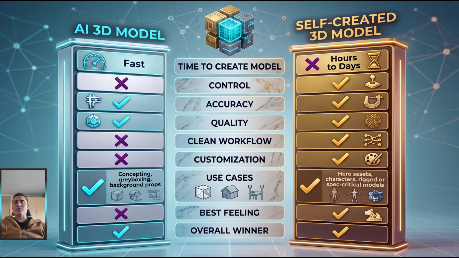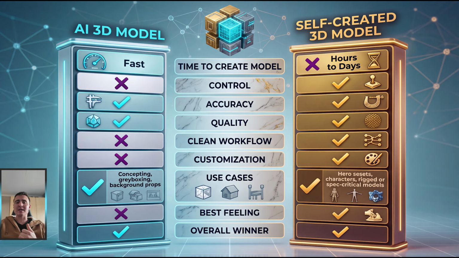And then the last one is overall winners. Personally, it's difficult to give an overall winner because for some people, time is of the essence. They want the object now. Not tomorrow, not next week, not next year. They want it now. So in that case, the AI is the winner by far. When it comes to time, the AI is winning big.